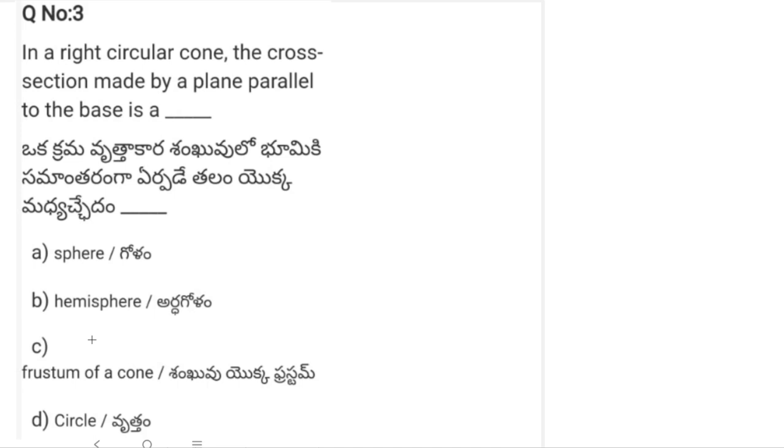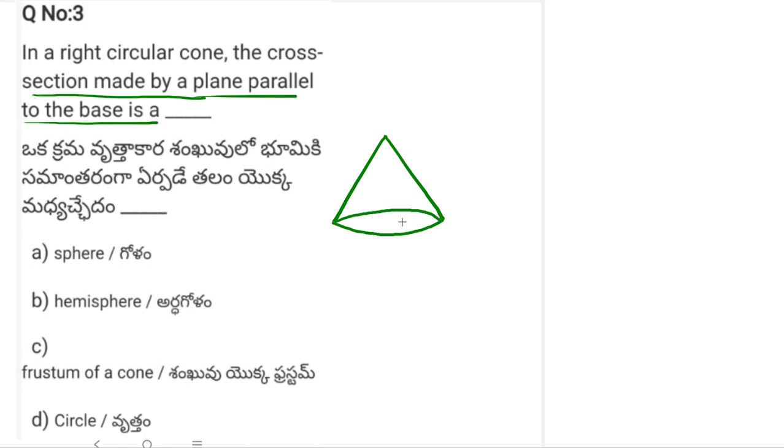In a right circular cone, the cross section made by a plane parallel to the base is, suppose we have a right circular cone like this. The cross section made by a plane parallel to the base, this is the base, is just like this. So that will be in the shape of a circle. This is also in the shape of a circle. So option D, circle, is correct.